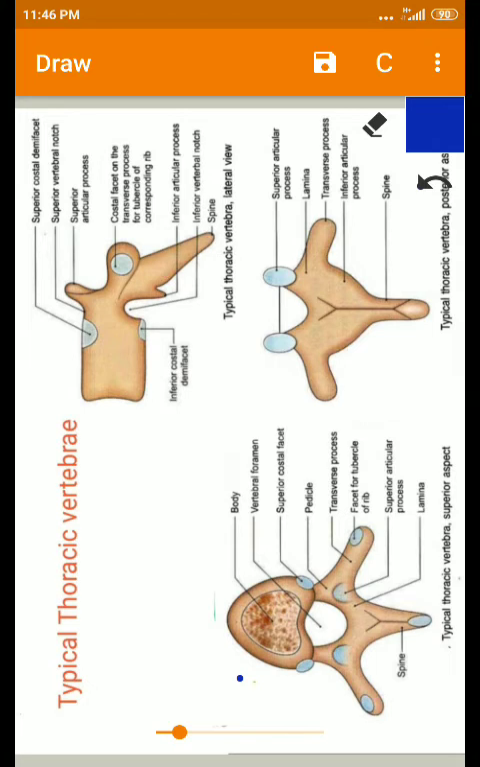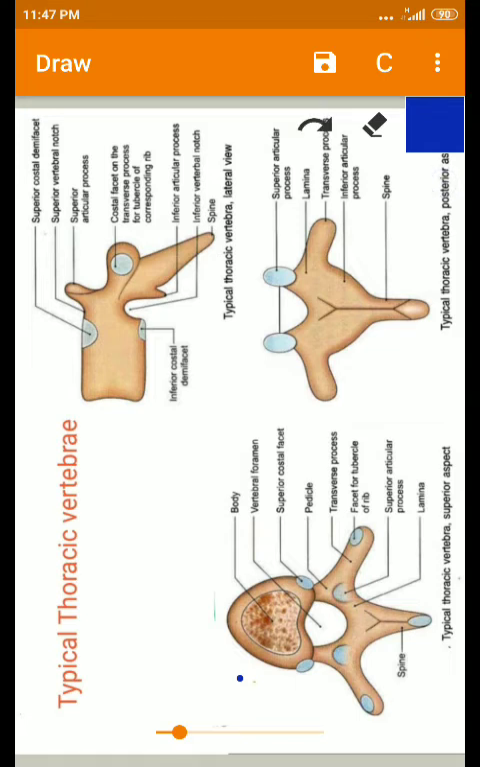Normally, the presence of facets is on the back side of the body, that means the posterolateral side. The posterolateral side of the posterior aspect of the body carries these costal facets. Okay, that means lateral to the pedicle. So on the posterolateral aspect of the body, the thoracic vertebrae possess these costal facets.